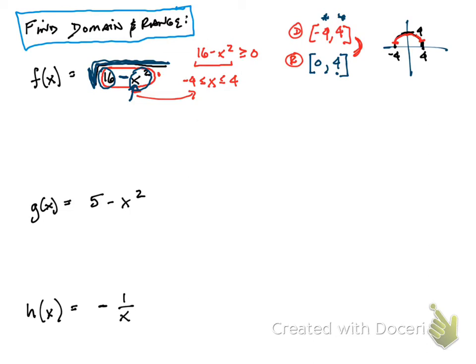Let's look at another. That was a tough one. We'll take it back a step for the next couple of examples. So next example, I have g of x equals 5 minus x squared.